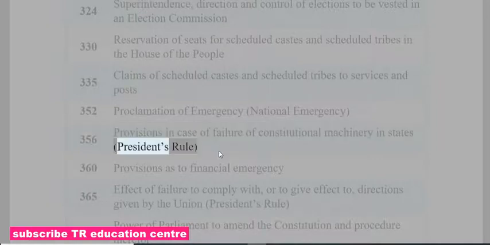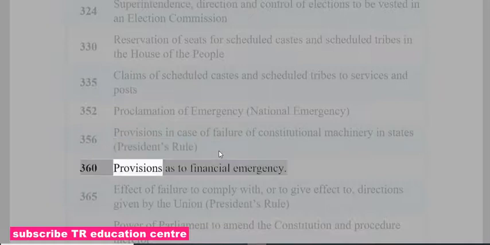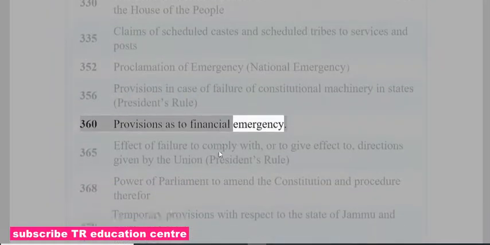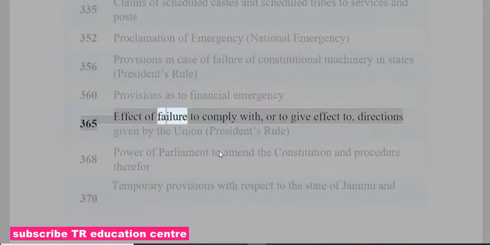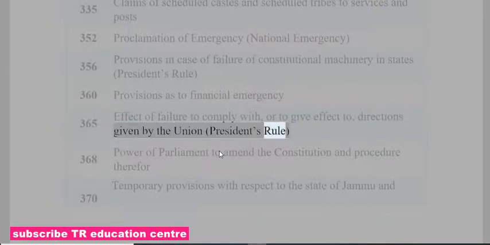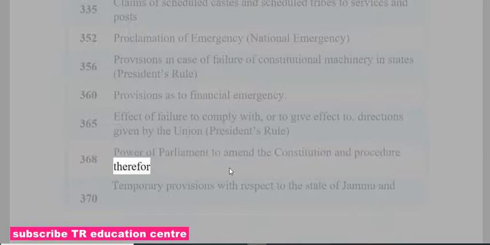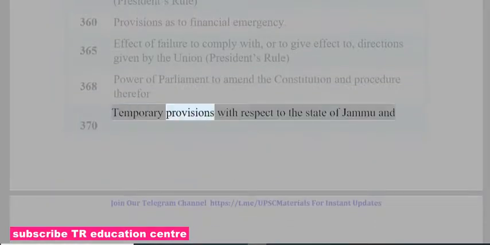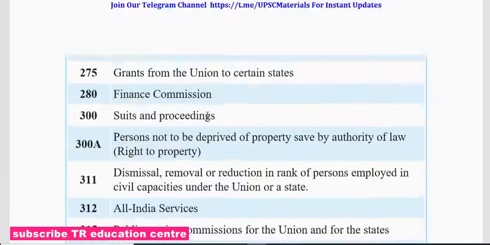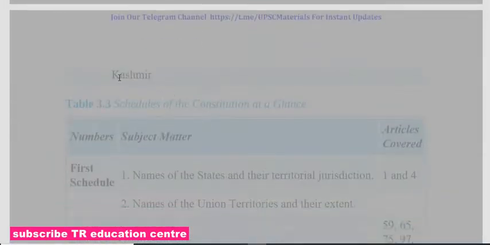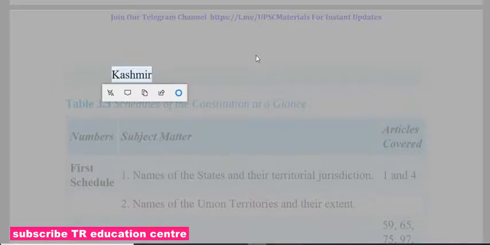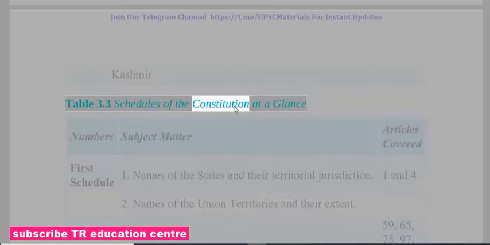352 Proclamation of Emergency, National Emergency. 356 Provisions in case of failure of constitutional machinery in states, President's Rule. 360 Provisions as to financial emergency. 365 Effect of failure to comply with, or to give effect to, directions given by the Union, President's Rule. 368 Power of Parliament to amend the Constitution and procedure therefor. 370 Temporary provisions with respect to the state of Jammu and Kashmir.